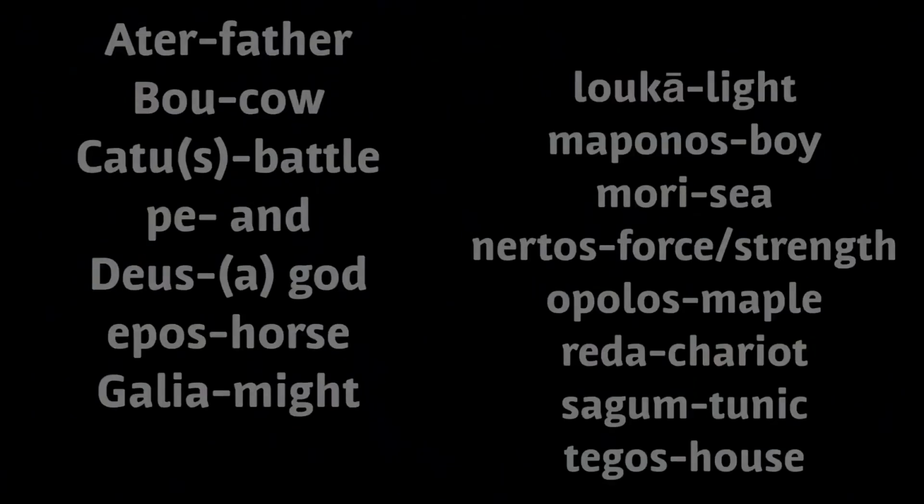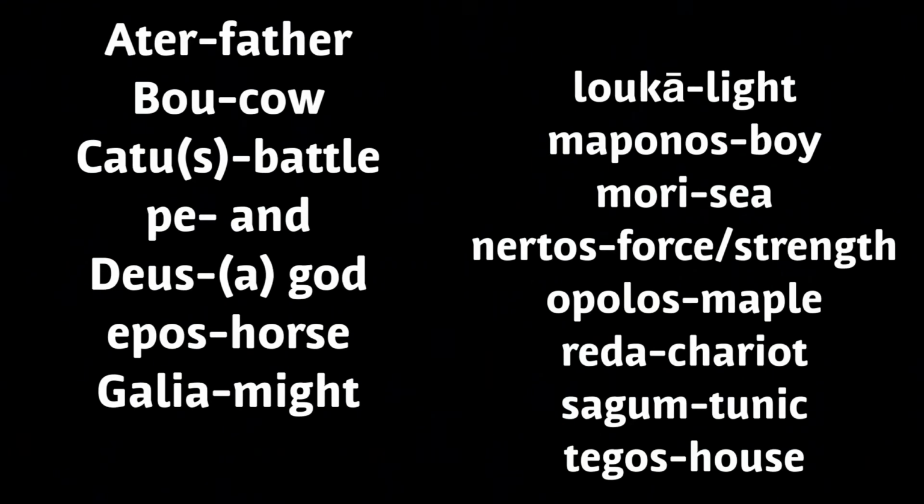And here I have some sample vocabulary. Ater, which is father. Bau, which is cow. Catus, which is battle. Pe, which is and. Deus, which is a god. Epos, which is a horse. Gallia, which is might, which I believe the word Gaul came from.